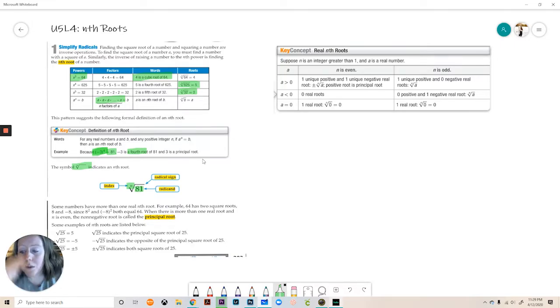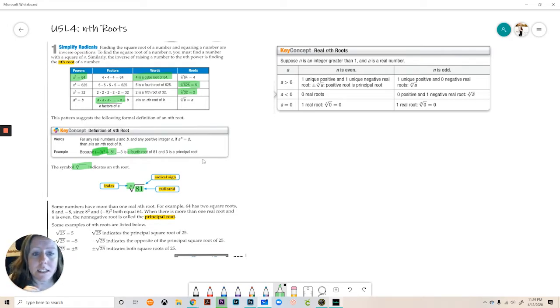So for example, some numbers have more than one real nth root. We've talked often about taking the positive and negative version of things. So 64 has 2 square roots, 8 and -8. When there is more than one real root and n is even, so 2, 4, 6, you guys know those numbers, the non-negative root is called the principal root. So here's some examples. The square root of 25 is 5. Negative square root of 25 is -5. And then we have plus or minus square root 25 equals plus or minus 5. So the principal root would be the non-negative side of it.